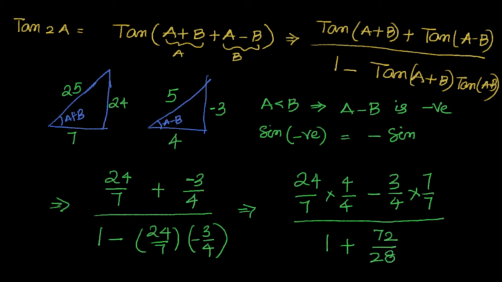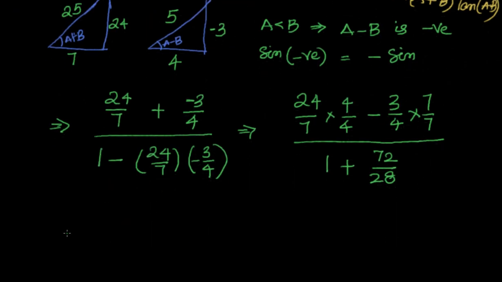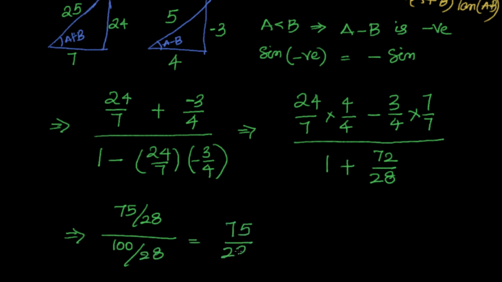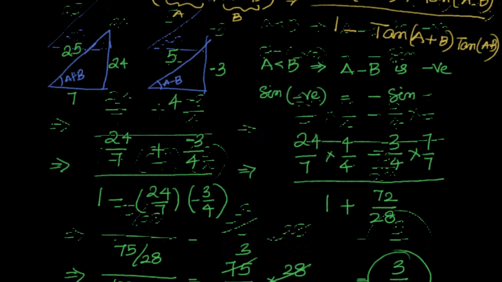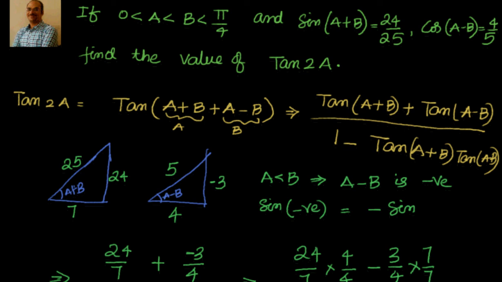Let us see what happens now. This is nothing but equal to 96 here, 21 here, so 75 divided by 28, divided by 100. 28 into 1 is 28 plus 72 is 100, divided by 28. That is 75 by 28 into 28 by 100. 3 times, 4 times. That's nothing but equal to 3 by 4. So that's the value of tan 2a.